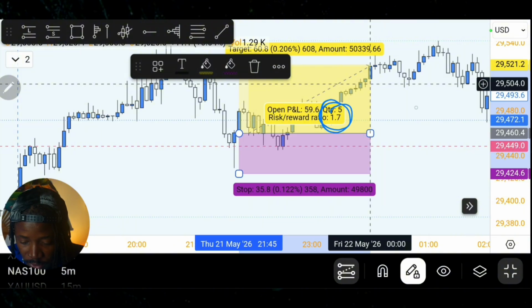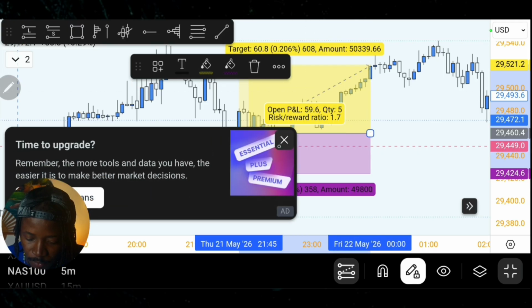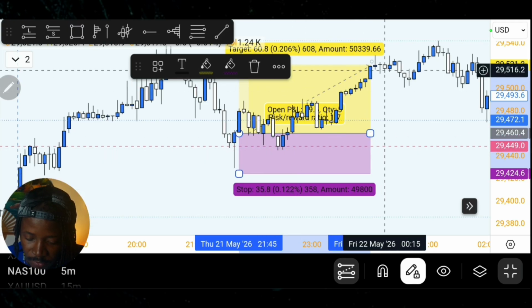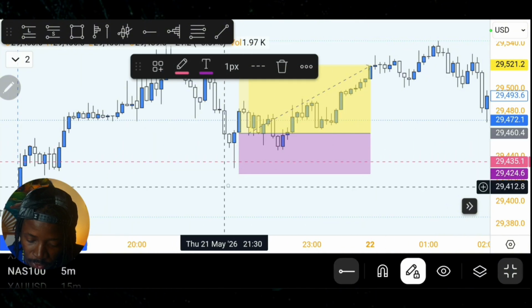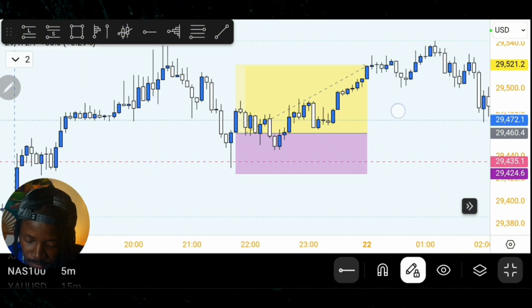Some people tell you to target 2R. It's fine. Some will tell you 1 to 1. It's still good, but for me and what I'll be using on this channel, is a 1 to 1.7 RR. So that is the first trade. As you can see, we have that there. We took it based on this touch.